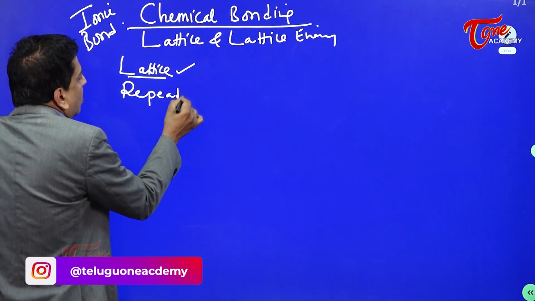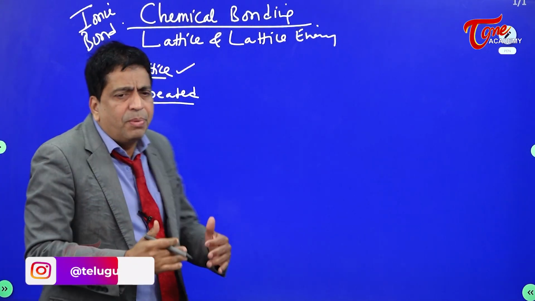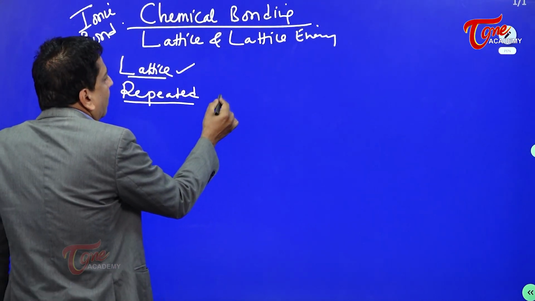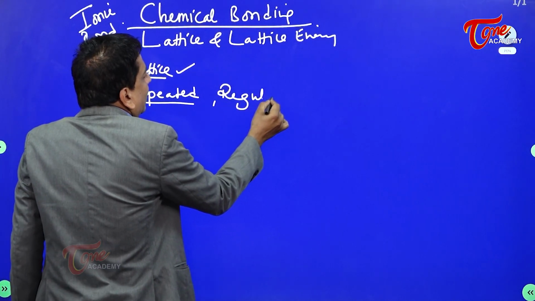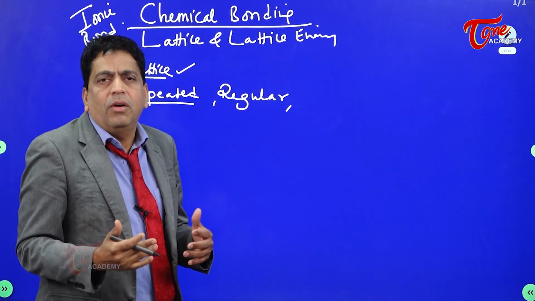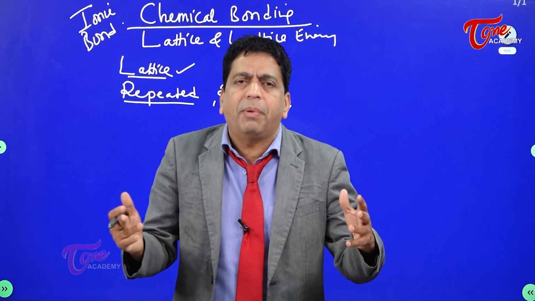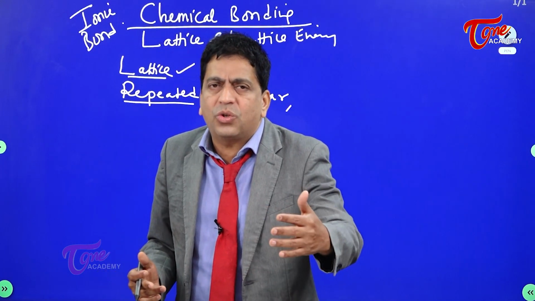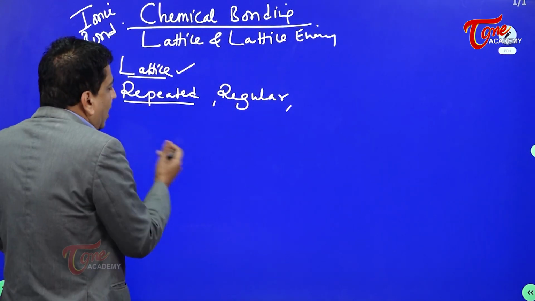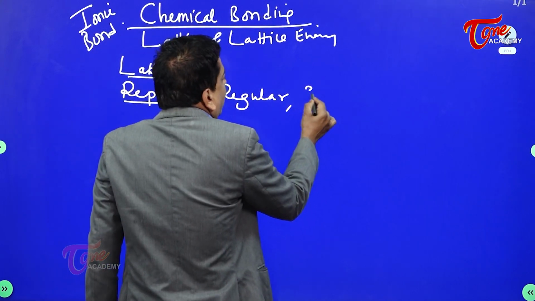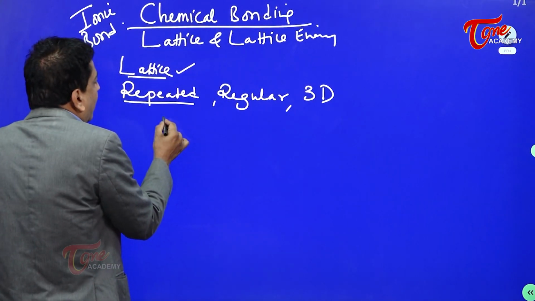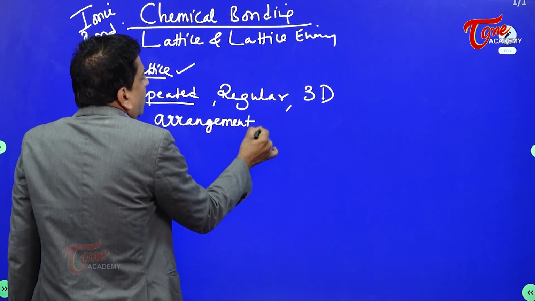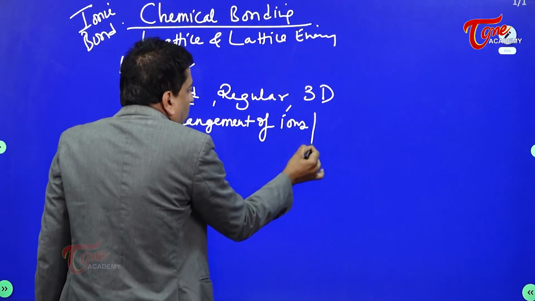This is a repeated, regular arrangement, regular in the sense of equal distances. You're not leaping. You're actually going in for one stride, that's all. So repeated, regular, three-dimensional, 3D arrangement of ions. It can be ions in the case of what?